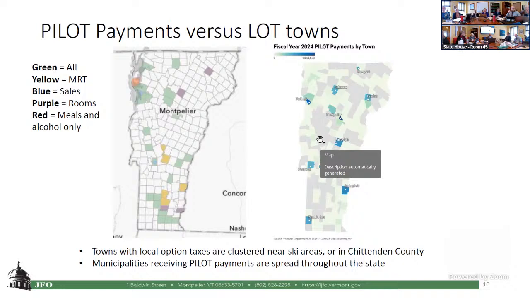Does the map on the left of the local option tax towns include the 5 that passed this last town meeting? It should be updated since they went through, but I would look to the folks at the Department of Taxes. Ludlow would be an example. Hartford would be another, which should be right there.